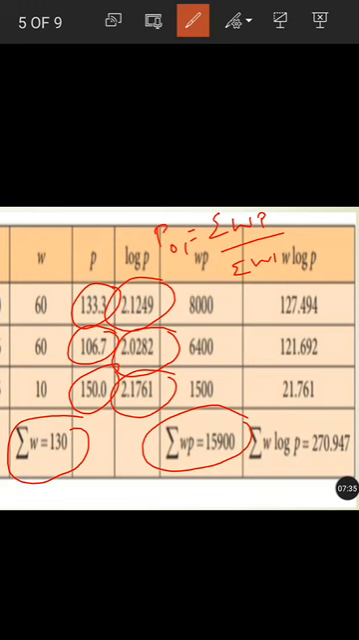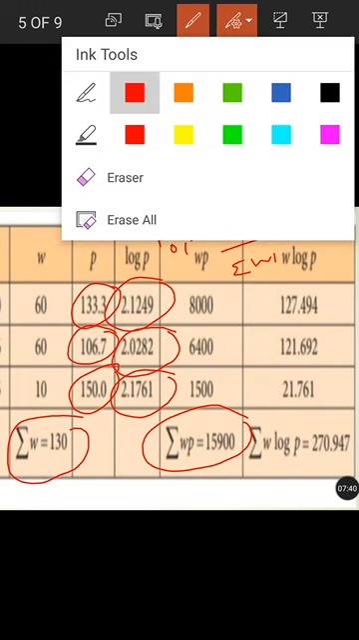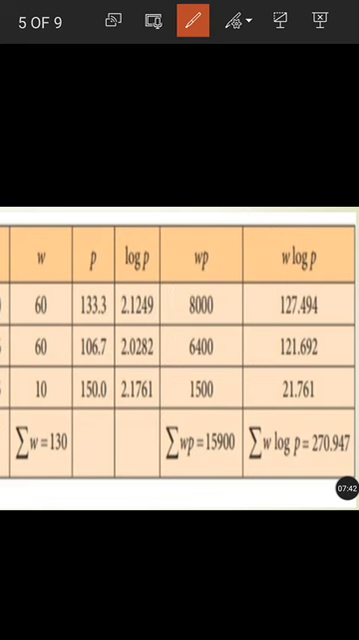Similarly for geometric mean, the formula is P01 is equal to antilog of summation W into log P divided by summation W. So here we have to take summation W into log P, that is 270.947 divided by 130. Finally we have to find out the antilog also. Let us go on to the formula part.